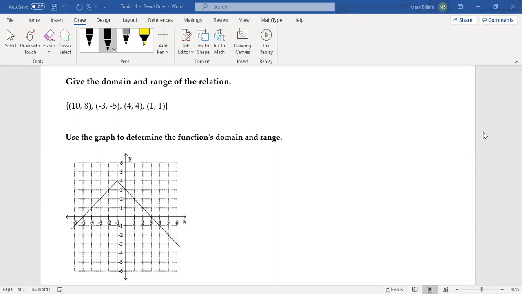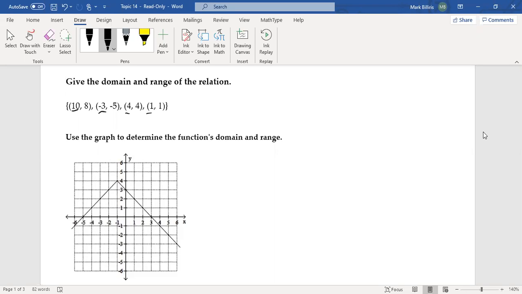Give the domain and range of the relation. So for just a little bit of review, let's talk about what domain and range are. The domain and range are the x and y values. When we look at these ordered pairs, the domain is made up of all the x values, so that would be the first values of the ordered pair.